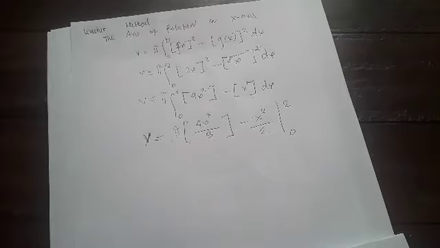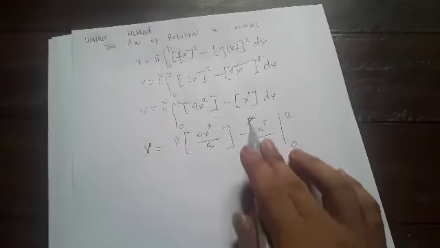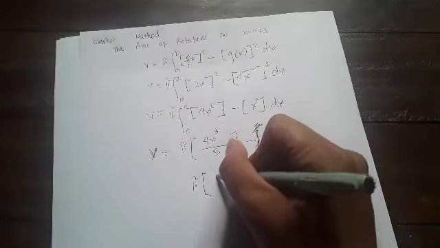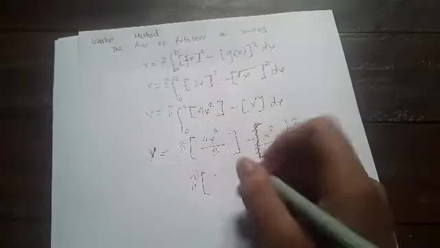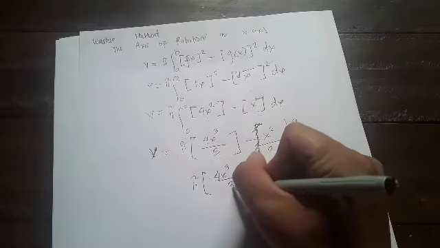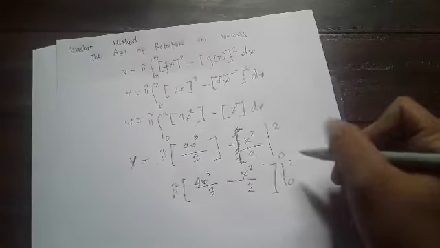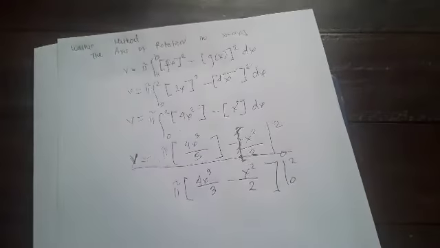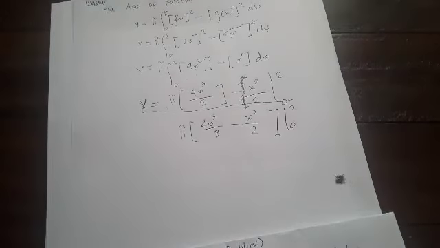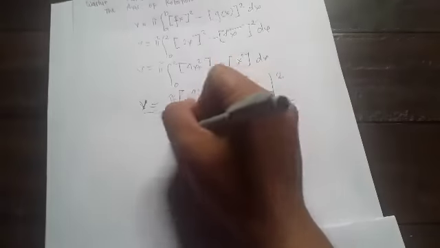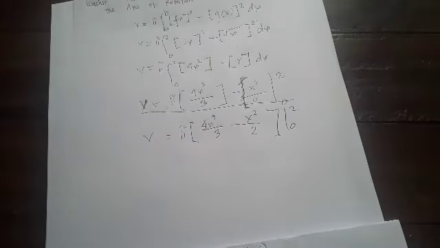For now, we can simply evaluate. I put the line here. I finalized this one, so this would be pi times the integral of the function: 4x cubed over 3 minus x squared over 2, evaluated from 0 to 2. So let's evaluate now to get the volume of our problem.